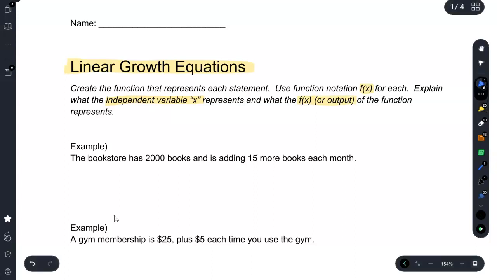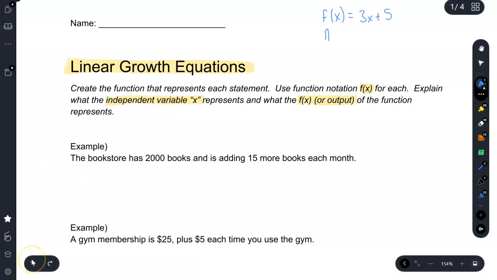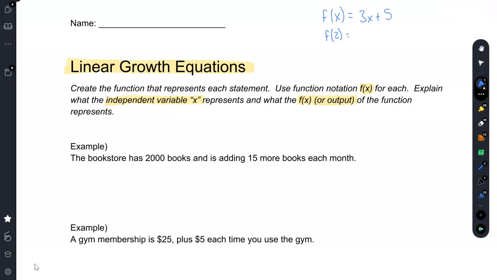So really quick with the notation, typically we see function notation like this. So here's a concrete example. I have f of x equals 3x plus 5, and if I asked you to find what is f of 2, that tells you to sub in 2, which would give me 6 plus 5, which is 11. So the independent variable is 2, and the dependent variable is what our output is.